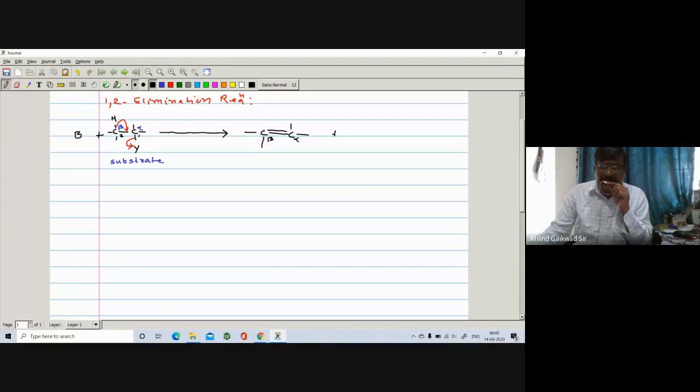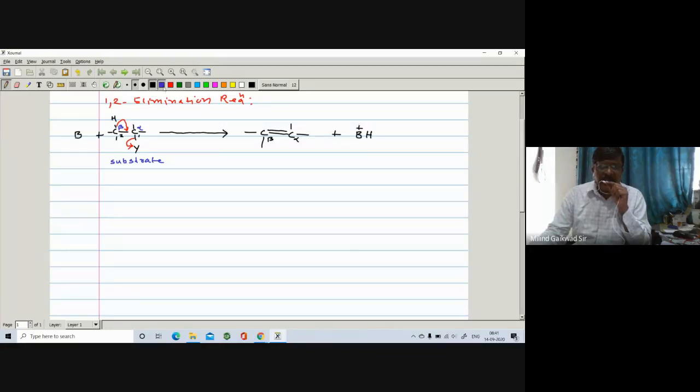And at the same time, as base abstracts a proton, the base donates the lone pair to the H. So the positive charge on hydrogen will shift onto the B, and there is a formation of BH positive. Look here, hydrogen is positive, but as it forms a bond with the base, base is electron rich, so the charge on the hydrogen is shifted towards the base B. So you get such a type of compound.